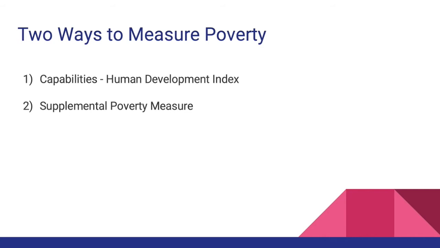So in the beginning, we just covered what poverty means and how it's defined, but now we're going to go into how it's measured. We came up with two different ways, the first being capabilities. Through the capabilities, we're going to touch on the Human Development Index. The second way is the Supplemental Poverty Measure, which we're going to get into too.